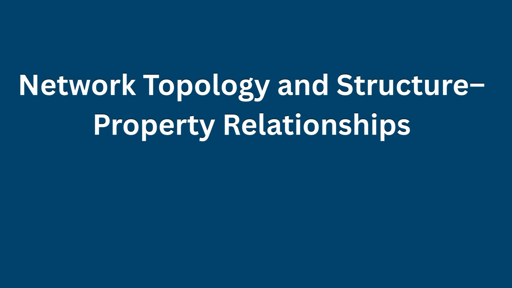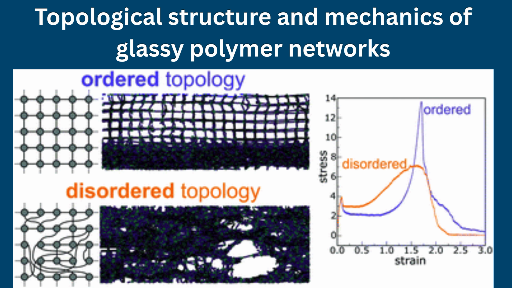The topology of polymer networks, defined by the connectivity and spatial arrangement of strands and junctions, plays a critical role in determining material properties. Key parameters include cross-link functionality, degree of conversion, and the presence of structural defects such as loops and dangling ends. At larger length scales, entanglements and spatial inhomogeneities further influence mechanical behavior.